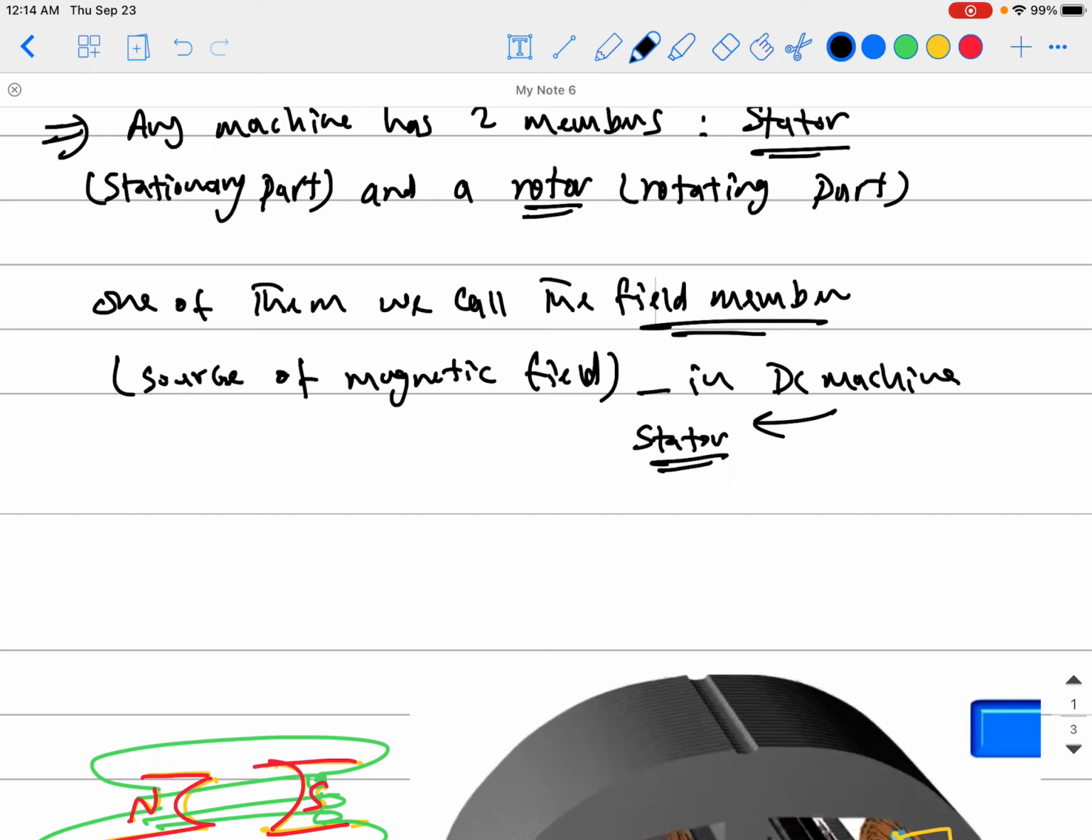Okay, so the stator of the DC machine is the field member. If I ask you about a DC machine, what are the members of this machine? You will say, I have a stator and a rotor, okay? And if I ask you which one of those is your field member, you're going to say it is the stator, because in a DC machine, the stator holds the magnetic poles that produce the main magnetic field inside the machine. Okay?